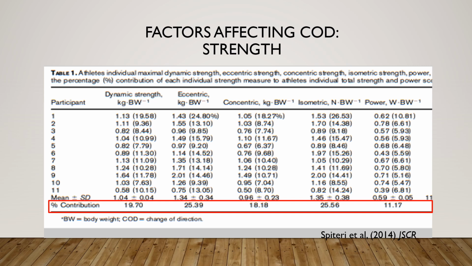And obviously we can think of this from a braking phase. We need a high eccentric component in that braking phase. There's a high isometric component during that stance or transition phase. And then the dynamic strength is related to how we accelerate out of that stance phase, as we go into the new direction of travel. So this study highlights nicely just how important strength is to actual change of direction.